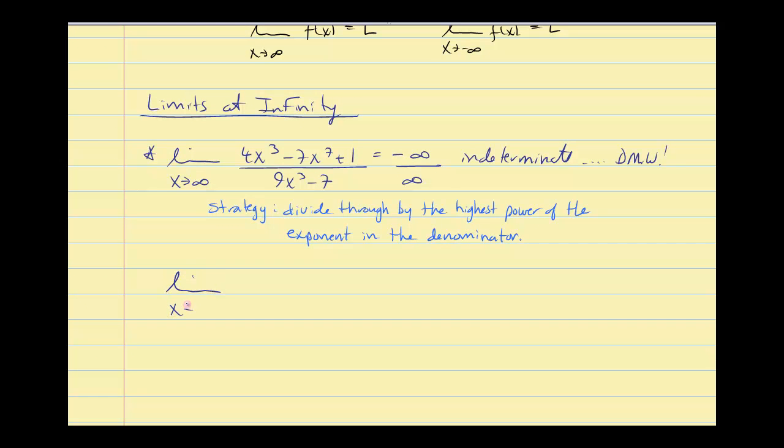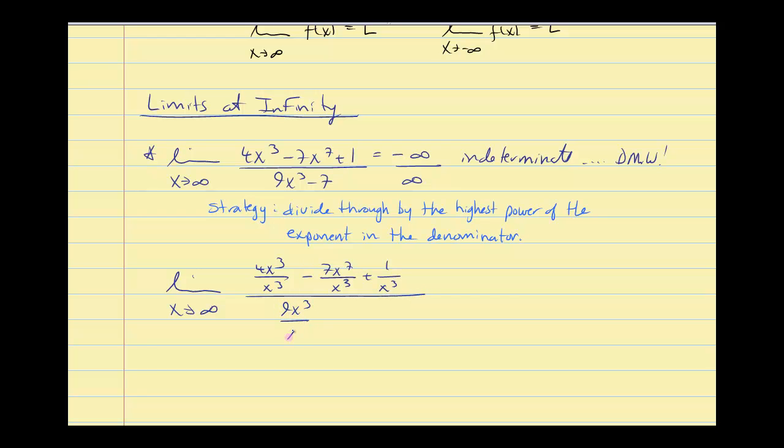So we have the limit as x approaches infinity. Now the highest power of the exponent in the denominator is x cubed, so I'm going to divide every single term through by x cubed. You can't just multiply the first terms, or the denominator terms, sorry, that's x cubed. You have to multiply every single term through by 1 over x cubed, or divide through by x cubed.